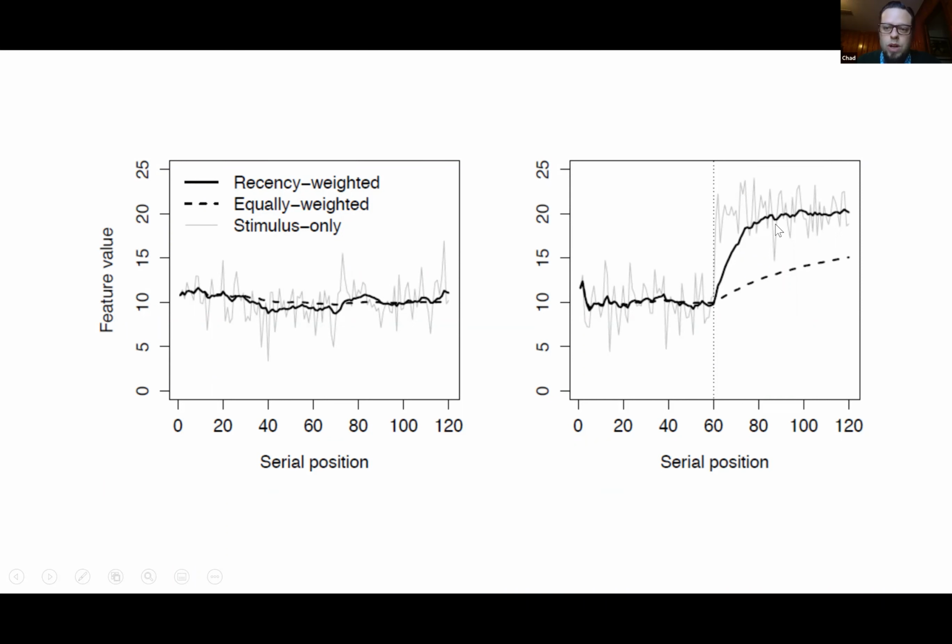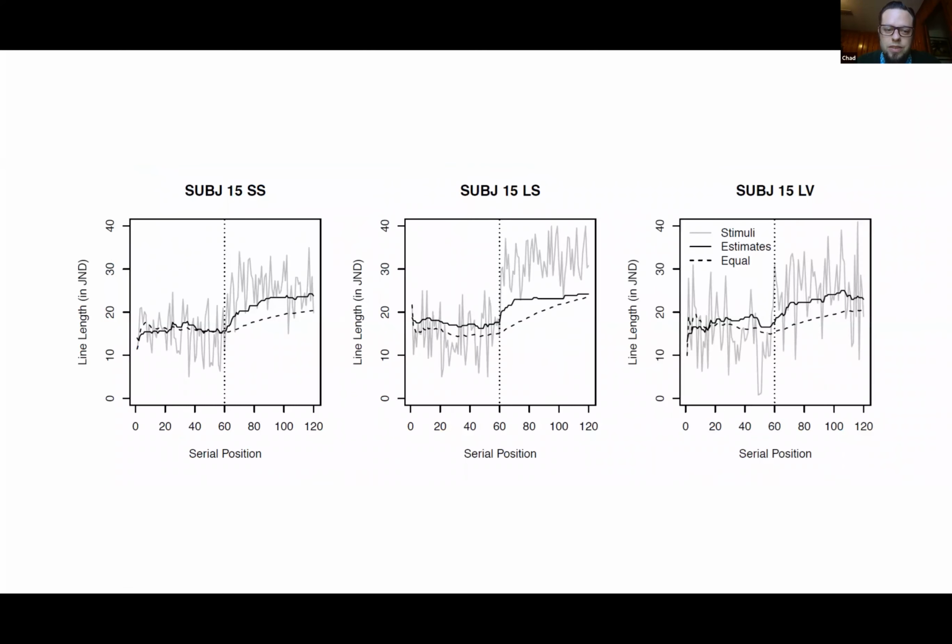So then the question is, well, what do participants do in the experiment if you do this simple experiment, and they do what you would expect from recency weighting? So there's an equally weighted average, there's the stimulus, and there's the subject's estimate. And this is one subject, and three conditions that don't matter a whole lot: a small shift, large shift, and then one with big stimulus variance. And you see the same pattern.